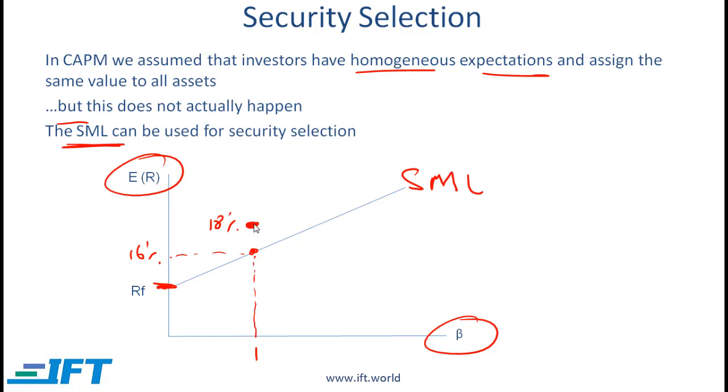This security is not efficiently priced. In fact, it is underpriced. Why? Because it is giving you a return higher than 16%, higher than the rate which would be expected at this level of risk. So you should buy this security. Securities that plot over the SML are underpriced and should be bought. Securities that plot under the SML should be sold because they are overpriced. Securities that plot on the SML are efficiently priced or appropriately priced given their level of systematic risk.